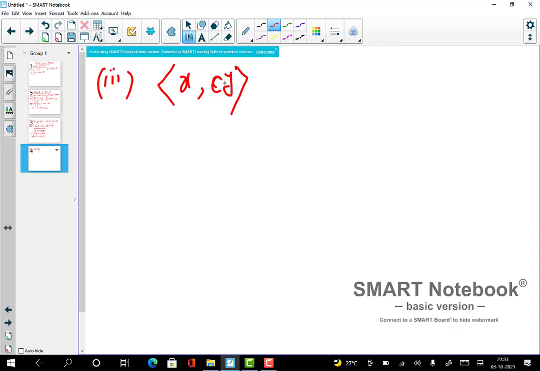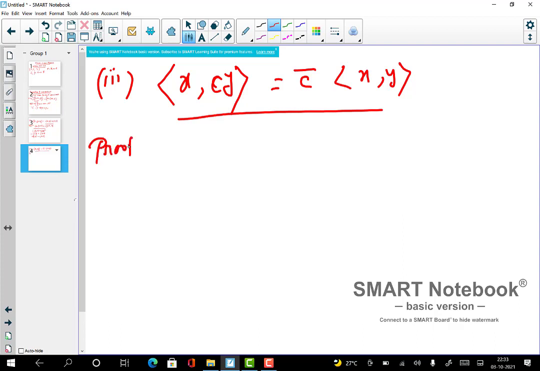Then what happened? Let's see. Then it's actually not c, it is c bar times <x, y>, and this is the complex conjugate. In the case when it is a real vector space, then it is c times that, okay? In general, this is true, c bar of this, and the proof is also pretty simple.